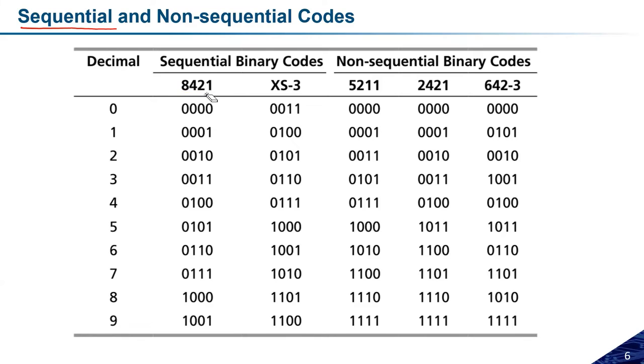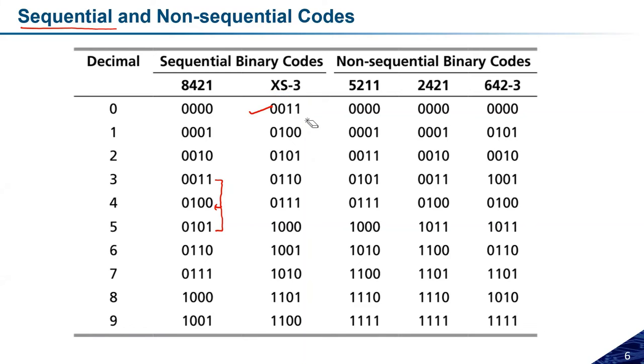Okay. Similarly, if you see excess-3 code, I will explain what this excess-3 code is. If you see here, it started from 0011 and the next is 0100, just like this one, 0011 and 0100. The next one is 0101. So it is following the sequence, even though it started from 0011, but after that, it is following the sequence whatever we have in the binary system. So that is where we can call them the sequential binary code.